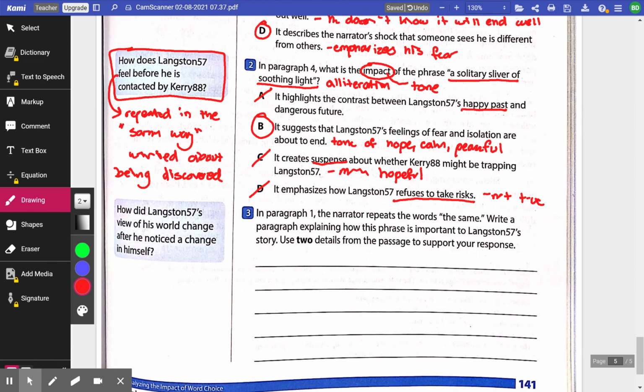Yay! All right, so before we look at our writing prompt, let's look at the hint and see what the hint is asking us to do or think about. It says, how did Langston 57's view of his world change after he noticed a change in himself? If you think back to the beginning of the text in paragraph 1, he's talking about how every day is very repetitive. He's doing the same things over and over again, and it's because everyone is the same, everyone is identical, everyone looks like him. There are a bunch of other Langstons running around, probably at least through number 57.